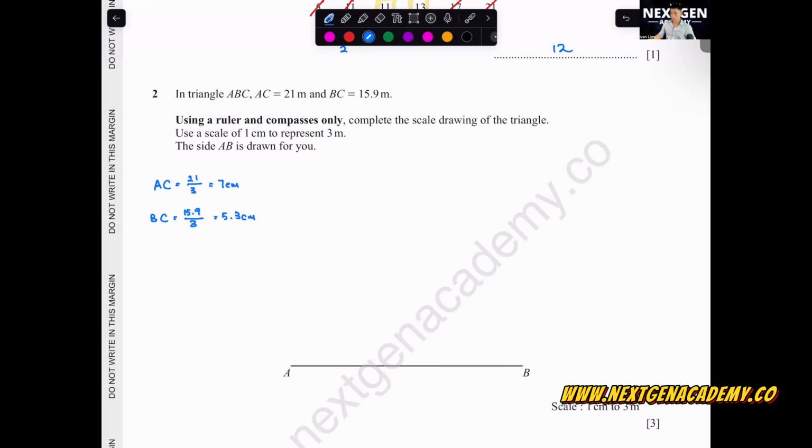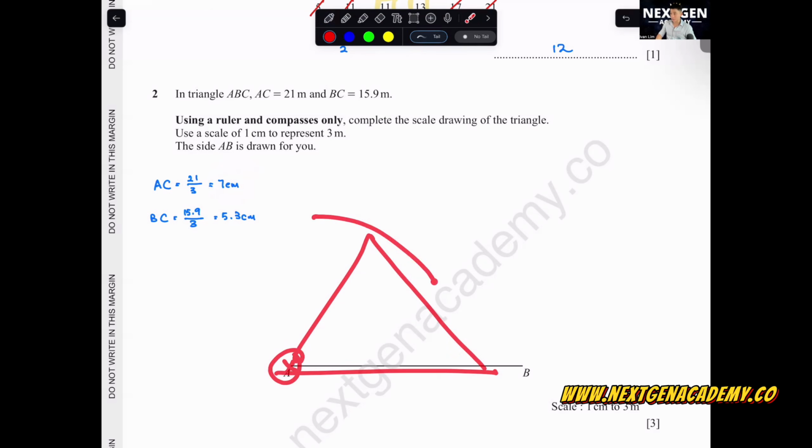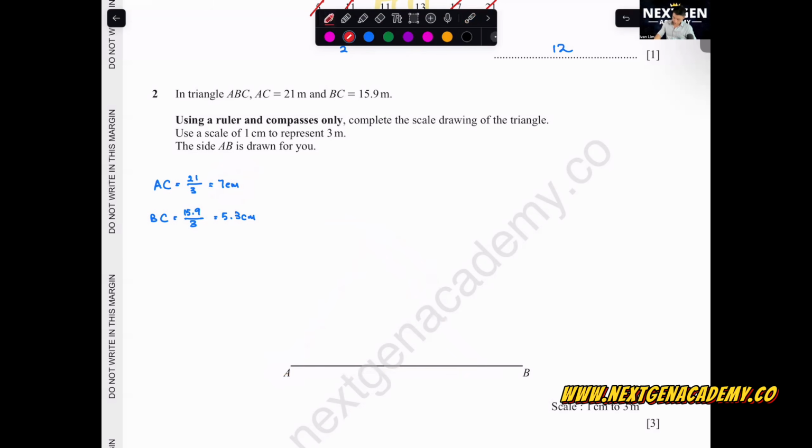For me over here, I will be roughly estimating. You all know which one is your compass? Your compass is the needle and the pencil. You're going to put the sharp point at A. You're going to measure your compass to 7 cm using a ruler first, so you extend it, measure to 7 cm. Then you put the sharp part over here and you cut. You need to show the cutting, so you need to show where exactly you cut. This one is all in pencil.